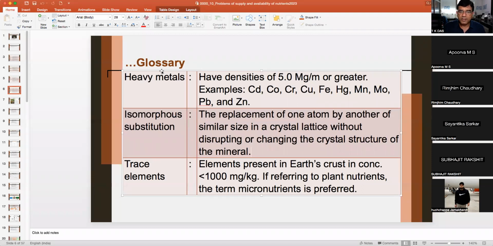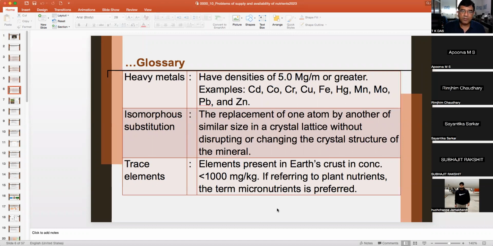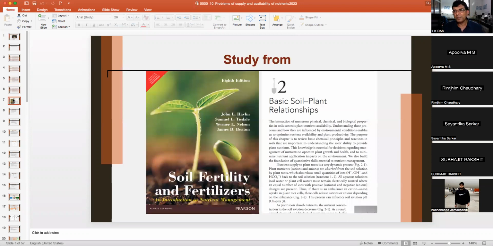Trace elements: elements present in earth's crust in concentration less than 1000 milligram per kg. Referring to plant nutrients, the term micronutrient is preferred. Generally, there is no such 1000 ppm concentration like things. I will tell you in the next part of the lecture what is meant by micronutrients. Now, coming to the main subject, it was just the introductory part.